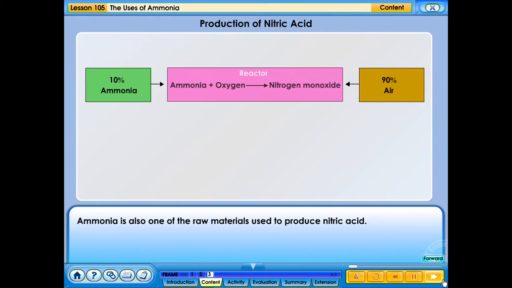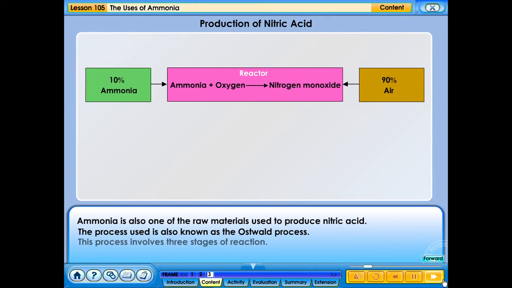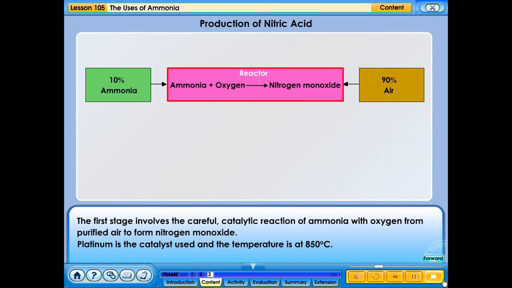Ammonia is also one of the raw materials used to produce nitric acid. The process used is also known as the Ostwald process. This process involves 3 stages of reaction. The first stage involves the careful catalytic reaction of ammonia with oxygen from purified air to form nitrogen monoxide. Platinum is the catalyst used and the temperature is 850 degrees Celsius.